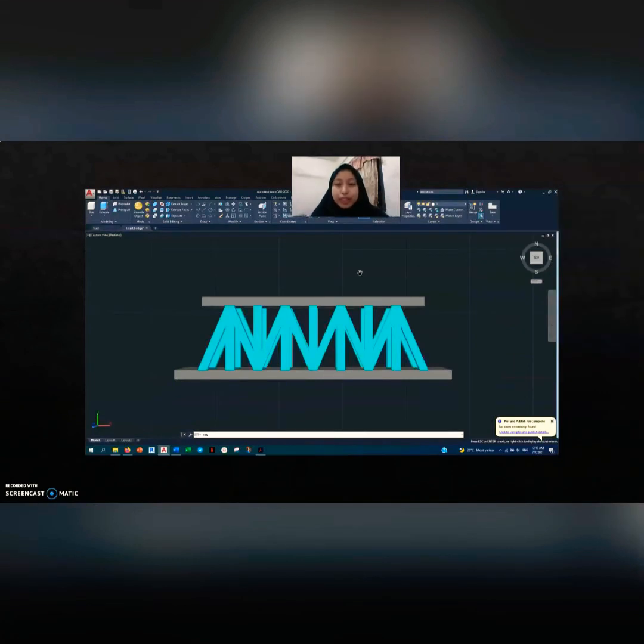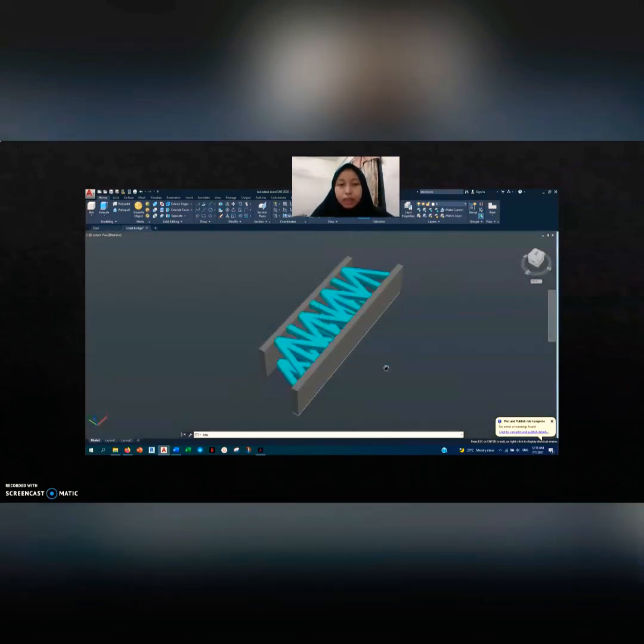So, this is our model. This is our bridge with the one truss. So, for the top and the bottom chord, we choose gray color, and for the middle chord, which is this part, we choose tan color. So, this is the 3D view.